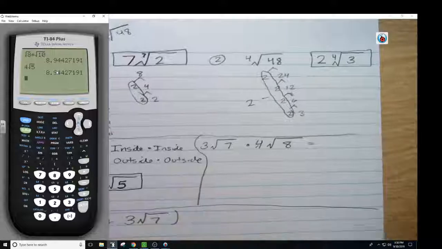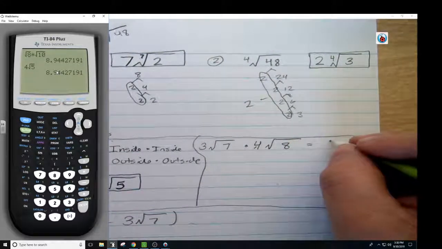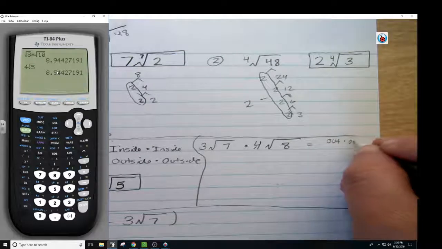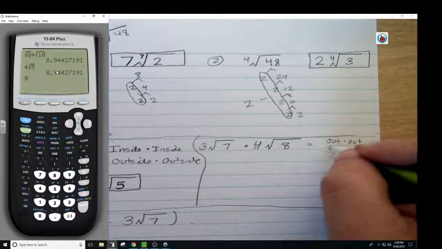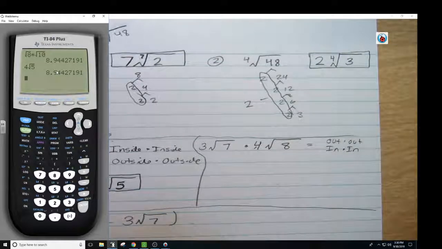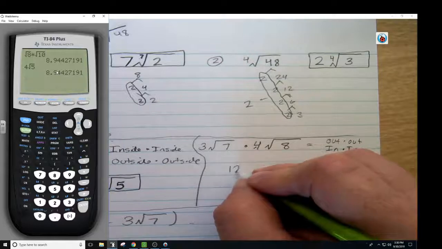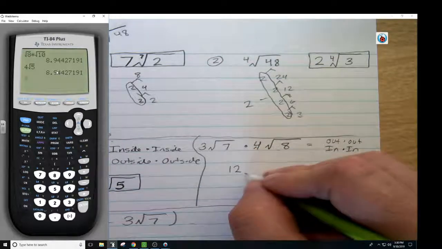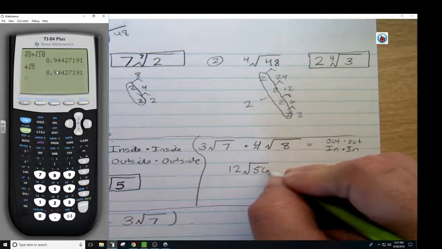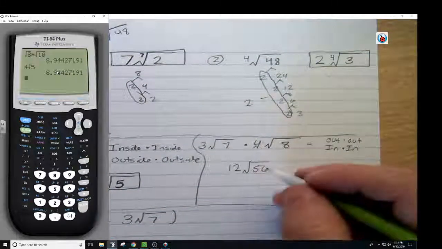Now notice we have 2 outside numbers, 2 inside numbers. Remember, out times out, in times in: inside times inside, outside times outside. So what that's going to be, 3 times 4 is 12. 7 times 8 is 56. Now, can't leave it like that. We got to break this down.